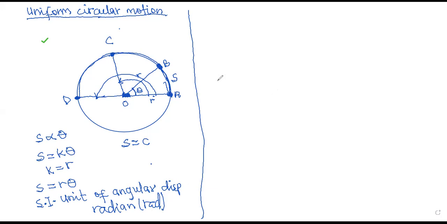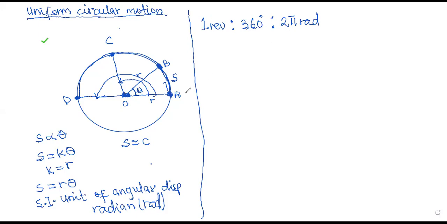Okay. Now, we realize that one complete revolution, one rev, is equal to an angle of 360 degrees, and this is also equal to an angle of 2 pi radian.